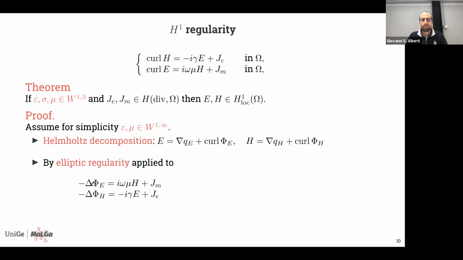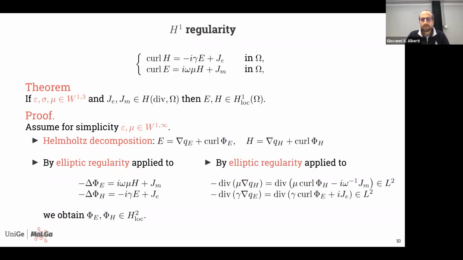Now I can directly apply elliptic regularity, and this is the easiest setup, because for the vector potentials, even if in this PDE I have non-constant coefficients gamma and mu, for the vector potential, I still have just a Laplace equation without coefficients. So for free here, I get phi E and phi H in H2. Right. So what happens for the scalar potentials?